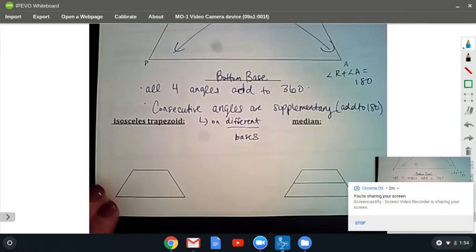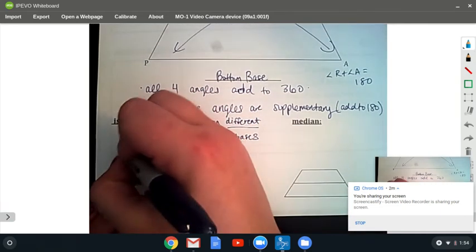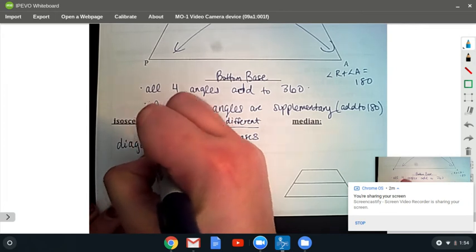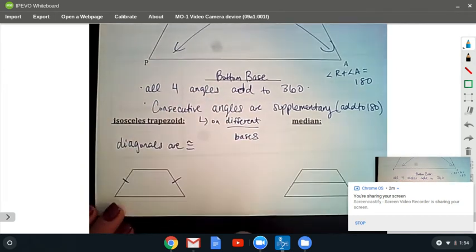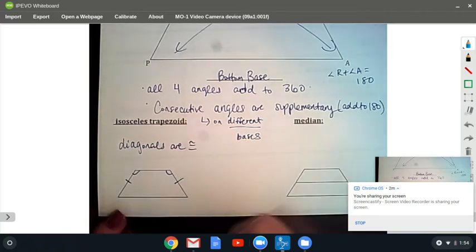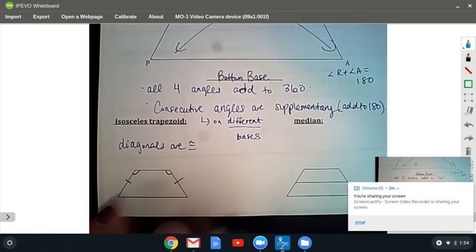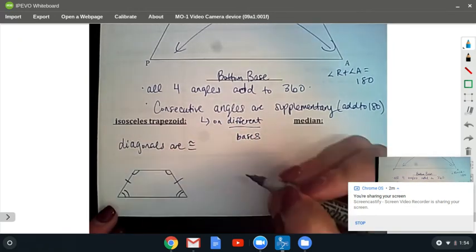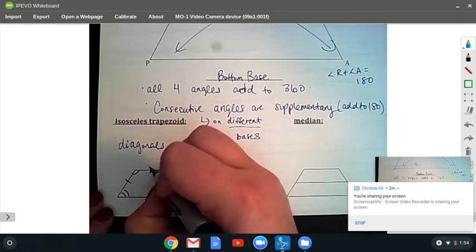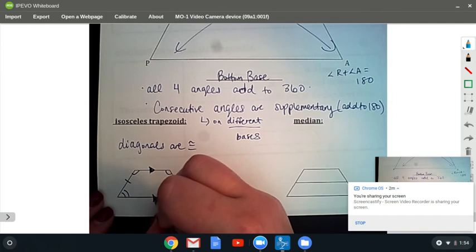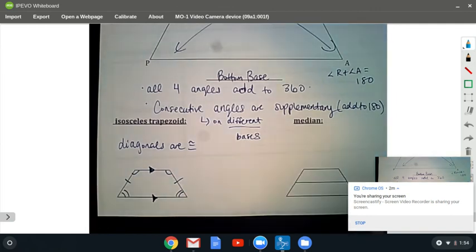Okay. We also have an isosceles trapezoid where the diagonals are congruent. So these two legs are congruent. These two top angles on the top base are congruent, and the two bottom base angles are congruent. We also know that these are parallel, the top and the bottom bases. Okay.